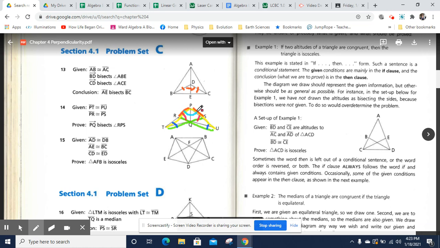Now, do we have enough to prove that this triangle is congruent? Let's consider that. Yes, I think we do. Let's see. What we do have is we can prove that PTQ and PUQ are congruent. Okay, and let's see. So we can prove that, of course, PQ is congruent to itself.